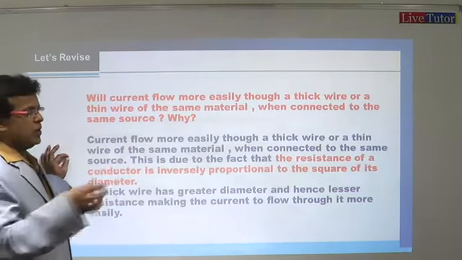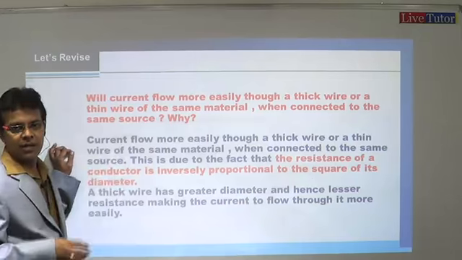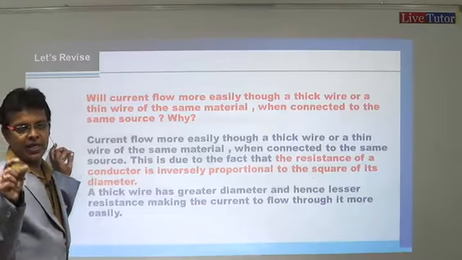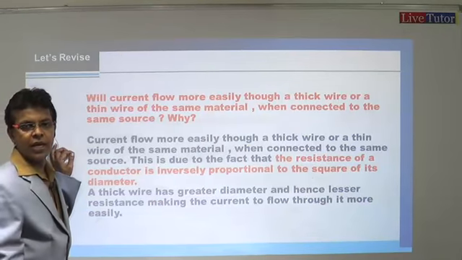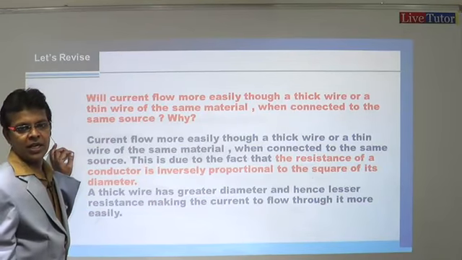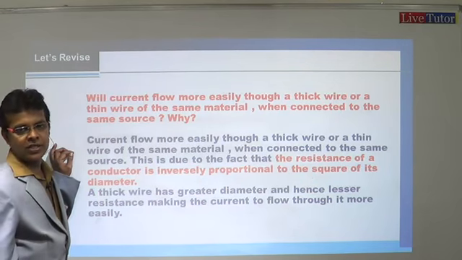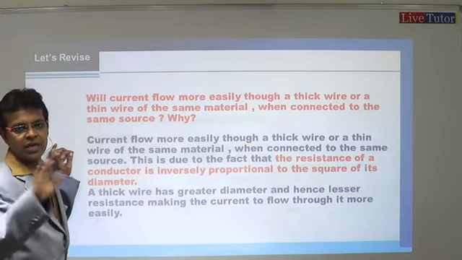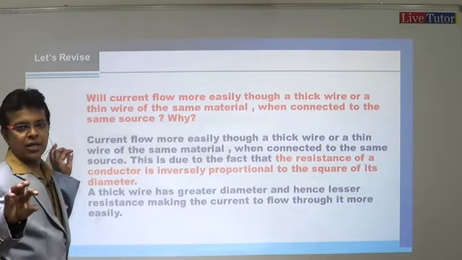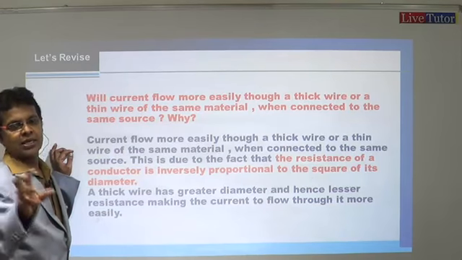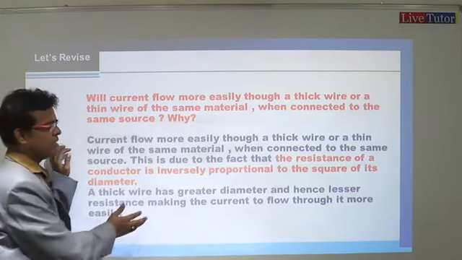So using that formula, same R is equal to rho L by A, resistance is inversely proportional to the area of cross section, isn't it? Inversely proportional to the area of cross section, or we can say square of its diameter, that is inversely proportional. So a thick wire has got a greater diameter and hence lesser resistance, making the current to flow through it more easily.